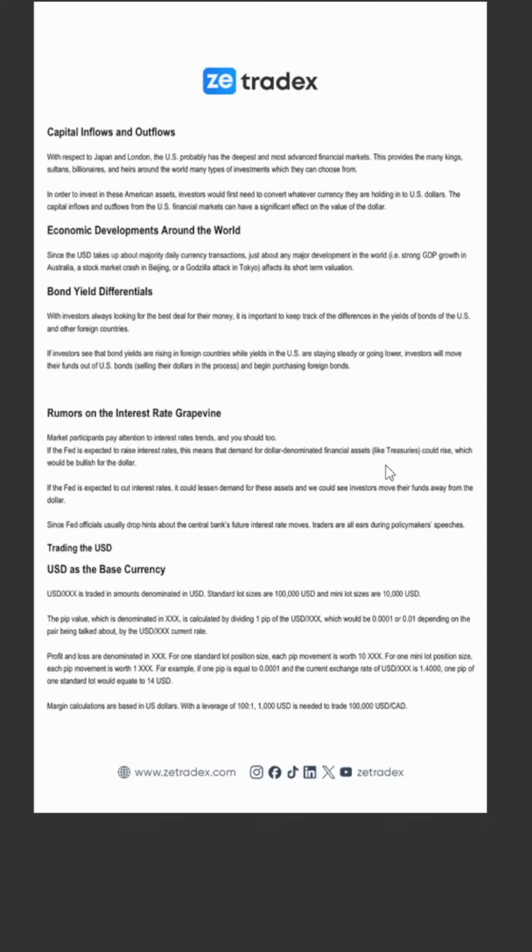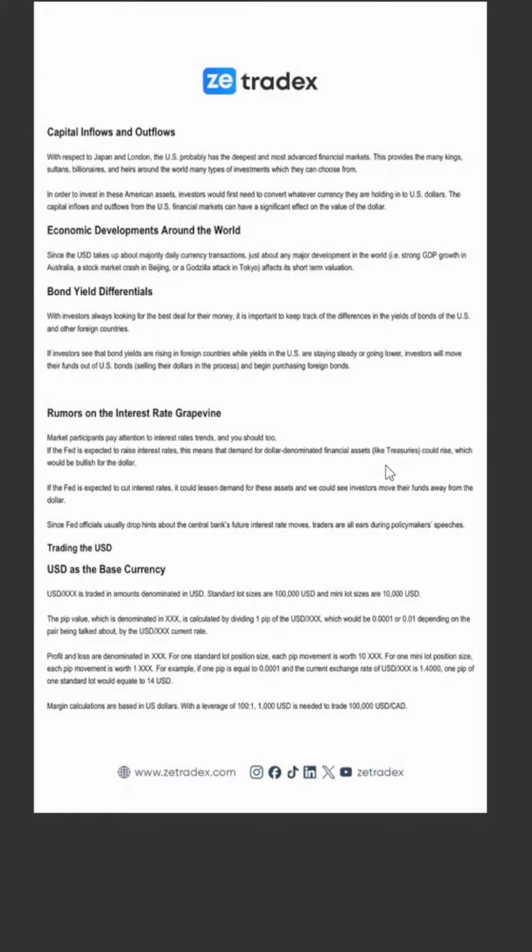We talk about capital inflows and outflows. With the exception of Japan and London, the US probably has the deepest and most advanced financial markets. This provides the many kings, sultans, billionaires, and heirs around the world with many types of investments to choose from. So in order to invest in these American assets, investors would first need to convert whatever currency they are holding into US dollars. Of course, the capital inflows and outflows from the US financial markets can have a very significant effect on the value of the dollar.